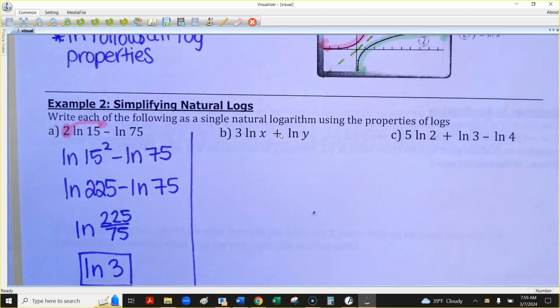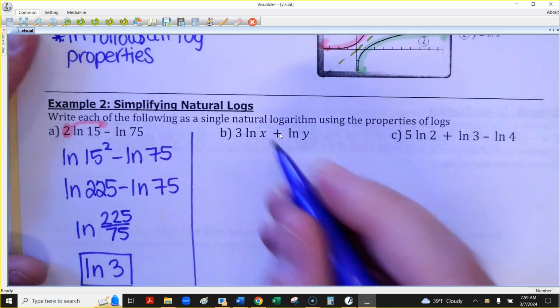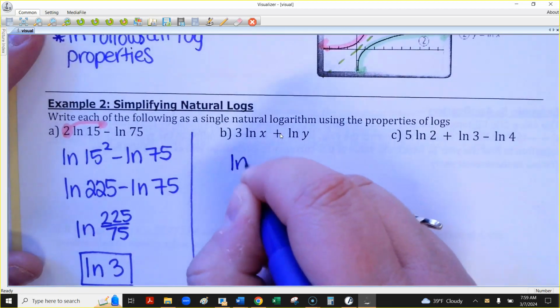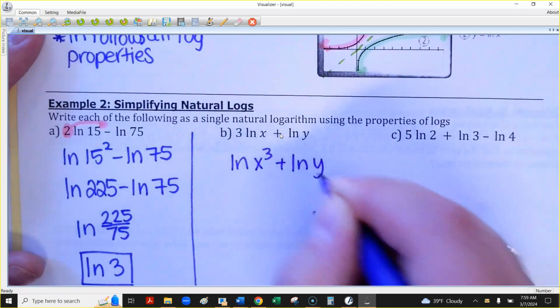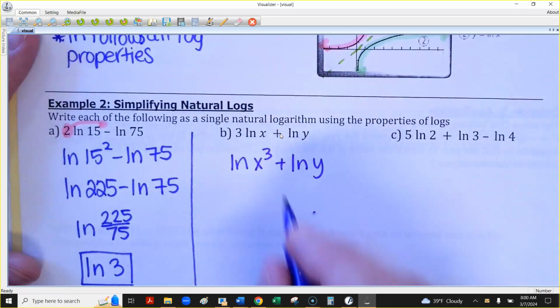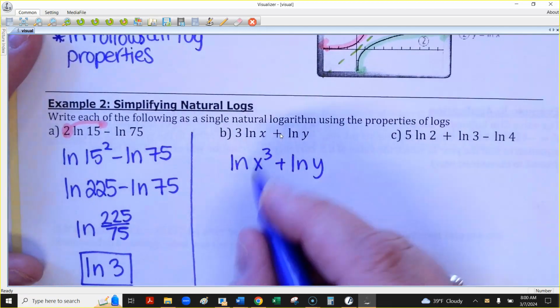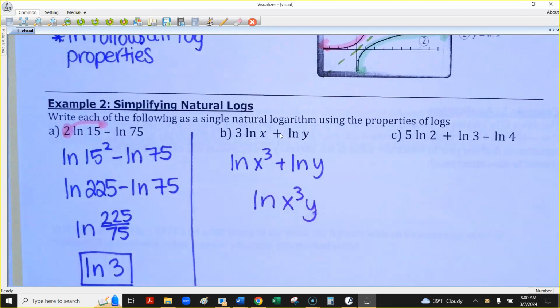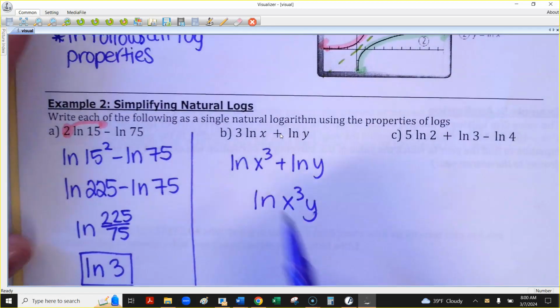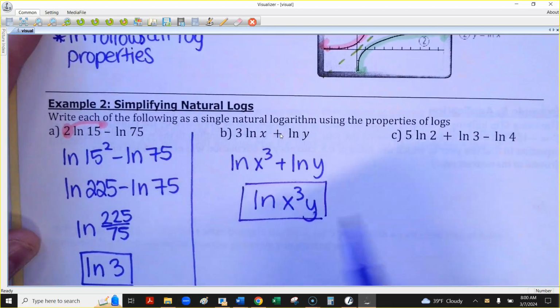Go ahead. Perfect. Good deal. So third power, and then you're just going to squish them together. We're going to multiply x to the third y. I can't do anything else there. The previous question we could simplify a little bit because we're working with numbers. And this one we've got variables, so that's as far as we can go.